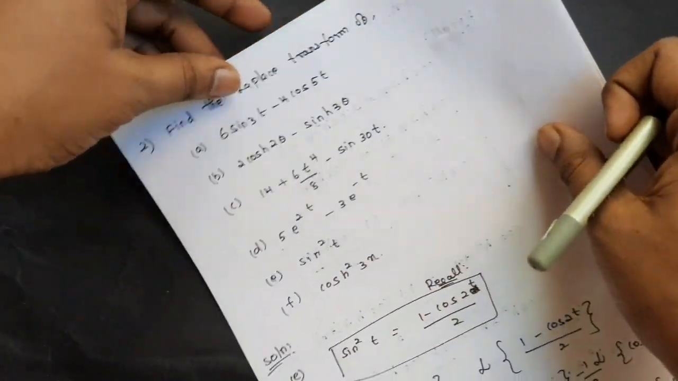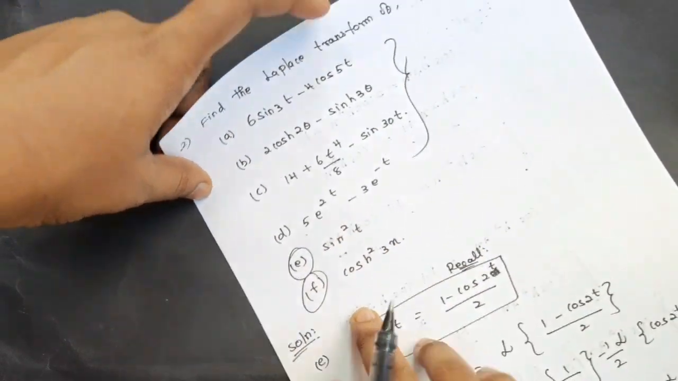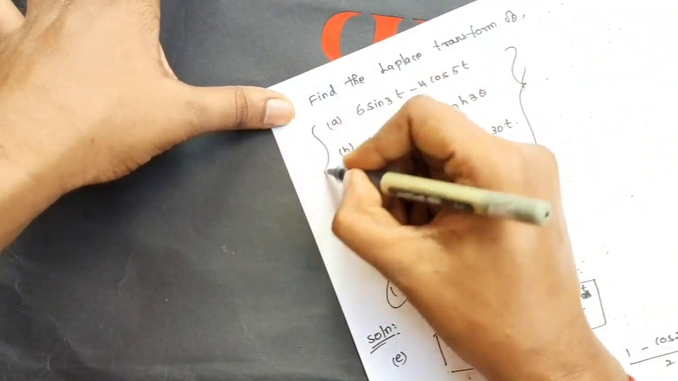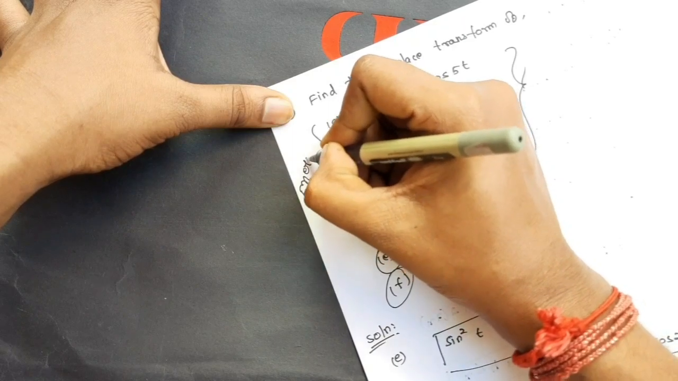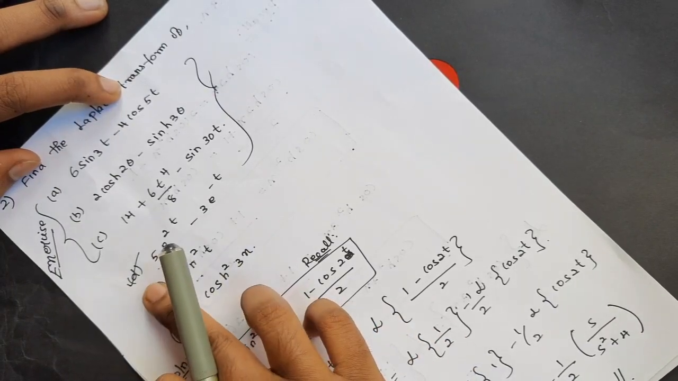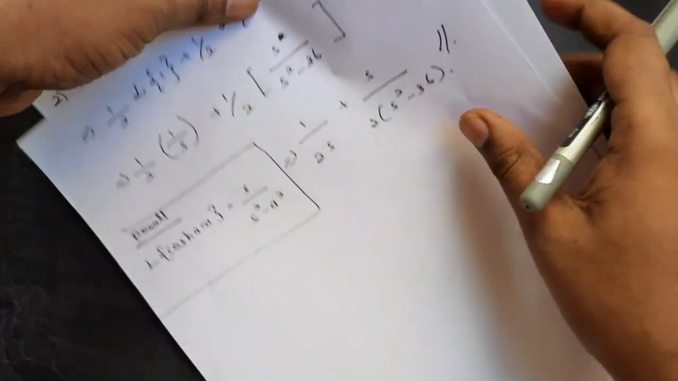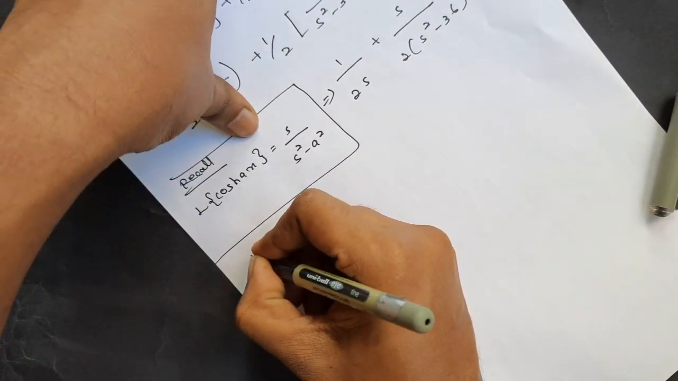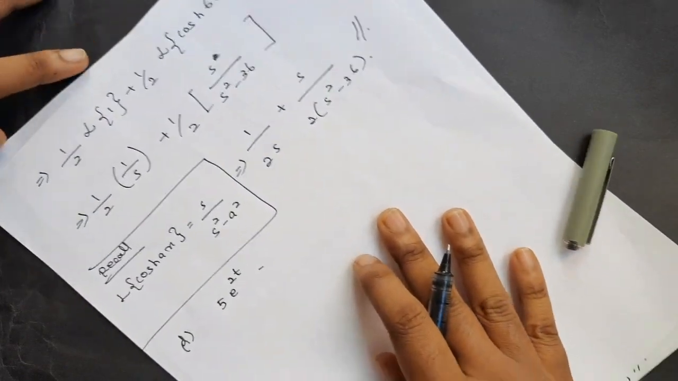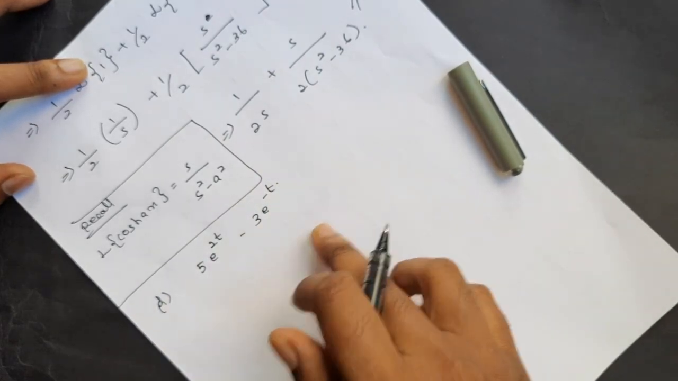So let's do one more problem. Here we have done this one and this one, it's over. In this 4 thing, I'm going to do this D. These 3 problems I'm going to give to you as exercise. You guys just try to solve these problems. So now I'm going to do this D, 5 e power 2t minus 3 e power minus t. I have to find the Laplace transform of this function.